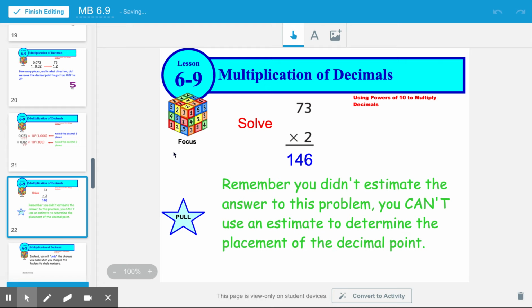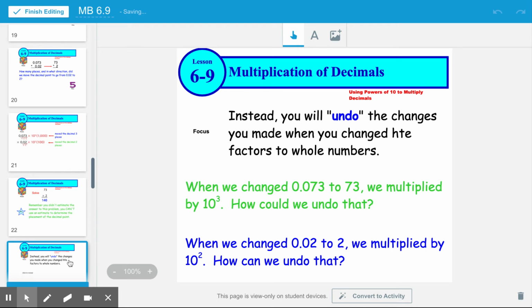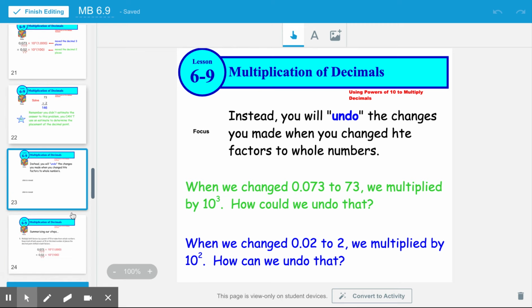Remember, you didn't estimate the answer in this problem. You can't use estimate to determine the placement of the decimal point. Okay, so on this one, we couldn't do that. We did not do an estimate. So instead, we have to undo the changes we made when we changed the factors to the whole numbers. So when we changed 73 thousandths to 73, we multiplied by 10 to the third. So how could we undo that? What's the opposite of multiplying? And the same thing, when we changed 2 hundredths to 2, we multiplied by 10 to the second power. How can we undo that?